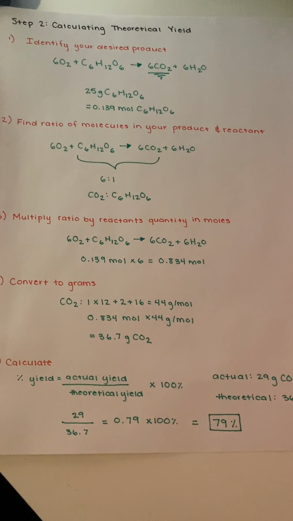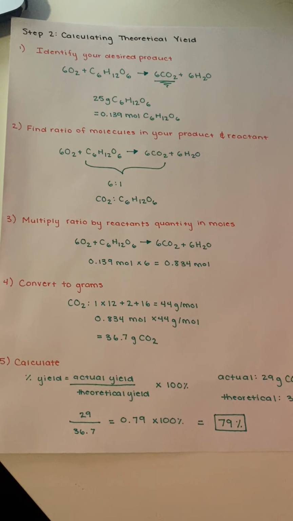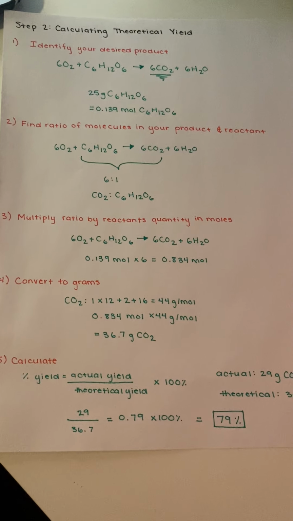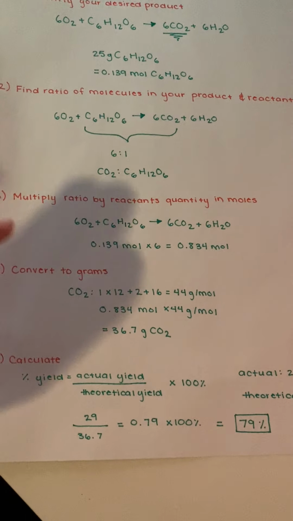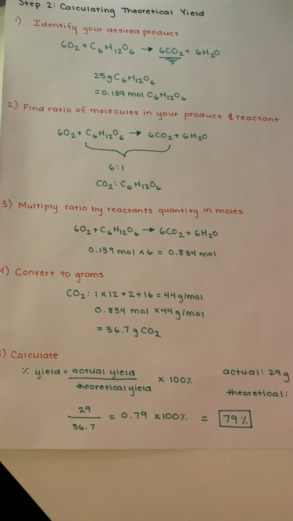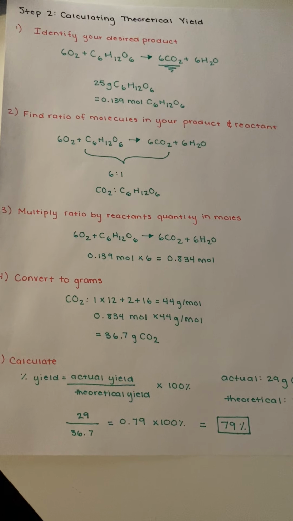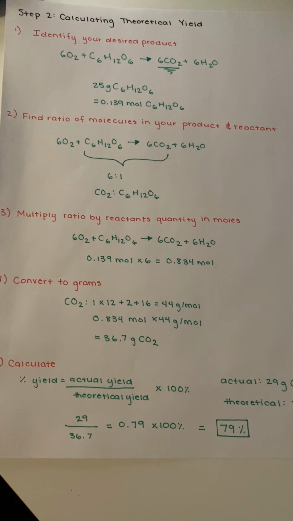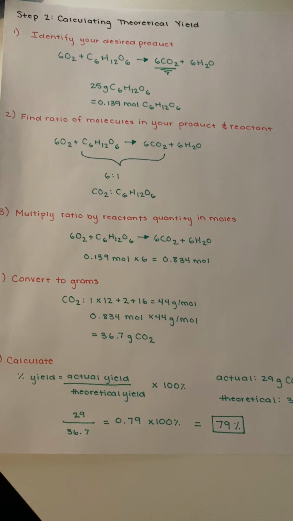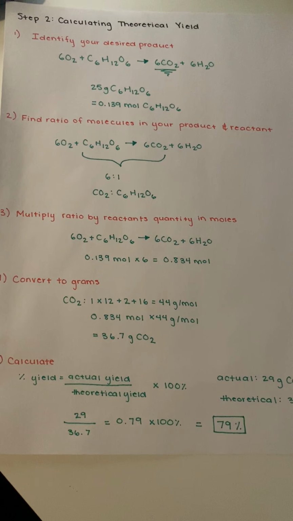So next we need to convert the result to grams. So the molar mass of CO2 is about 44 grams per mole. And you can see in my work here, we need to multiply our 0.834 moles of CO2 times 44 grams molar mass CO2, and that gives us 36.7 grams, which is the theoretical yield of the experiment: 36.7 grams CO2.